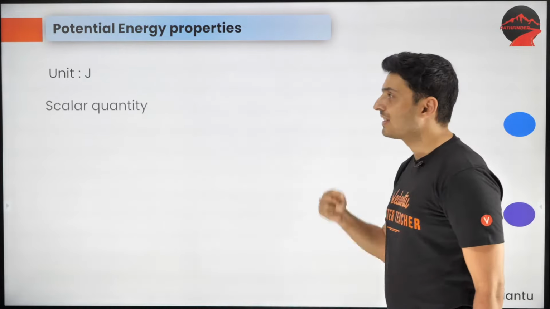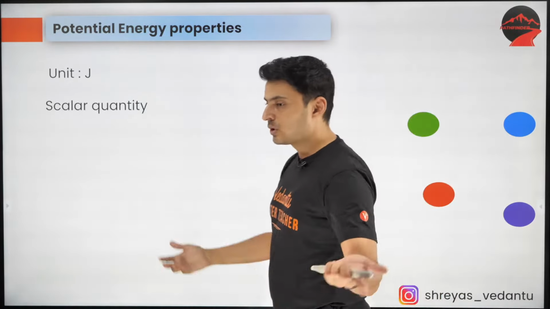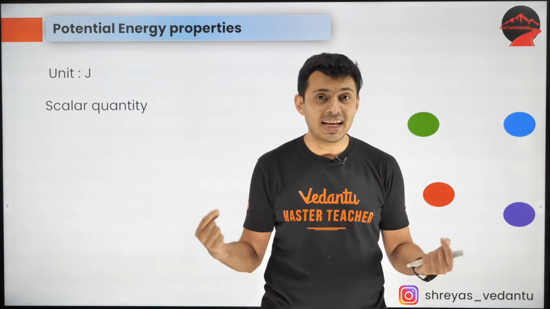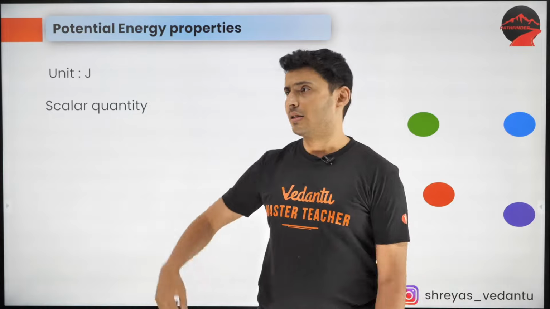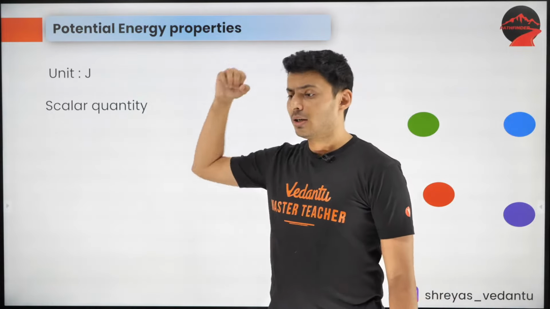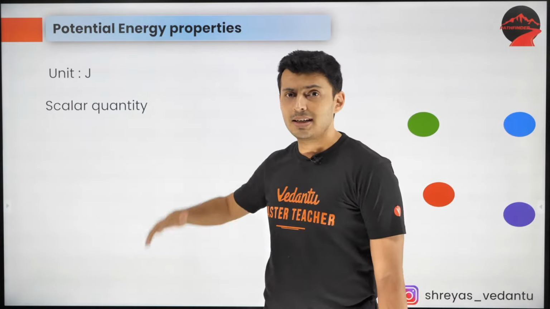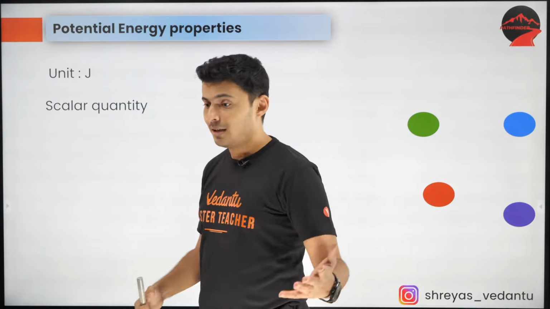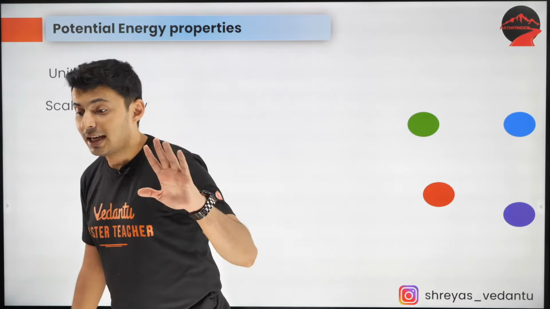All right. Next, it's a scalar quantity. So you just have to add it. You don't have to worry about the directions. Energy does not have direction. This has 10 joules of energy, then it got 20 joules of energy, so 10 plus 20 is 30. You don't have to worry in which direction the work was done.